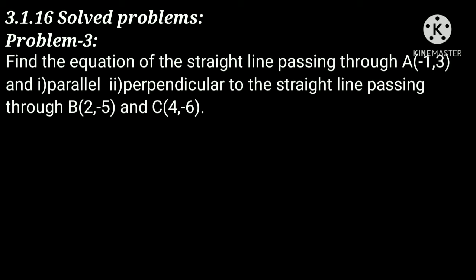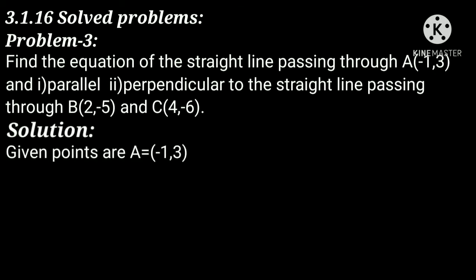In this problem, we have to find the equations of the straight lines which are parallel and perpendicular to the straight line BC and pass through the point A. Now, we have to solve the problem. Solution. Given points are A equal to (minus 1, 3), B equal to (2, minus 5) and C equal to (4, 6). Now, we will find the equations which are parallel and perpendicular to the straight line BC. First we find the slope of BC, then find the required equations by using the slope and the point A.